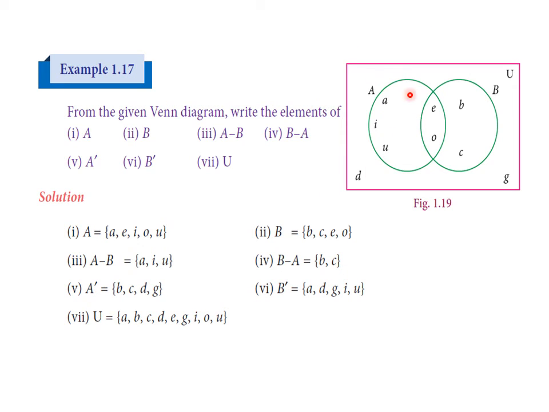A dash. A dash means other than A. So what are the elements inside A? You leave that. Write other elements. This capital A and B represent the name of the set, so you consider the small letters. So B, C, D, G. Same like B dash. So leave full B. So B, E, O, C will not come. So other elements: A, I, U, D, G. So you can write in any order, no problem. So next, U. Universal set means containing all the elements of all the sets. So write all the elements: A, E, I, O, U, B, C, D, G.